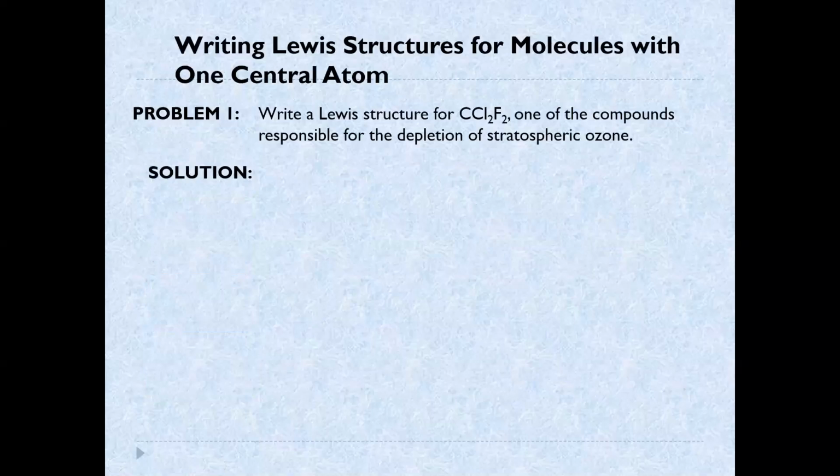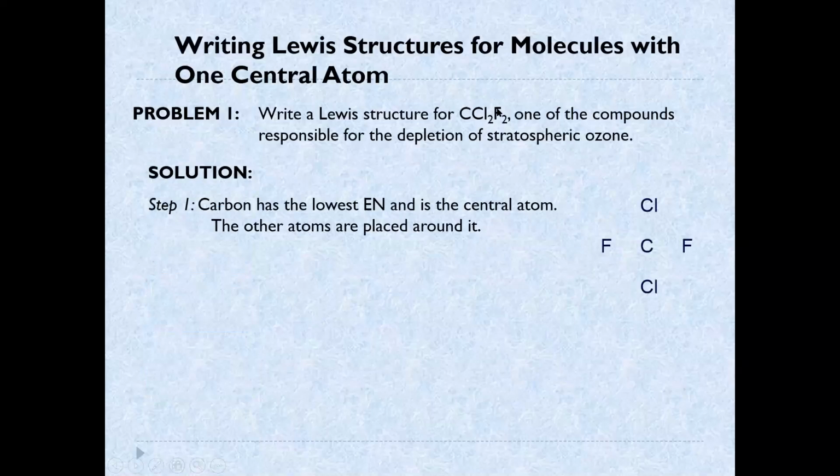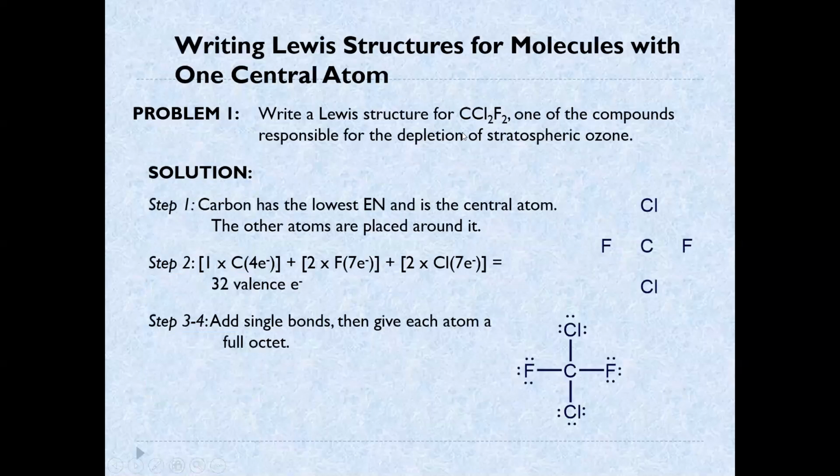So now we have another one. We have CCl2F2. Carbon is the least electronegative element, so it will be the central atom. As you can see, carbon is surrounded by 2 chlorine and 2 fluorine, because these are the terminal atoms.